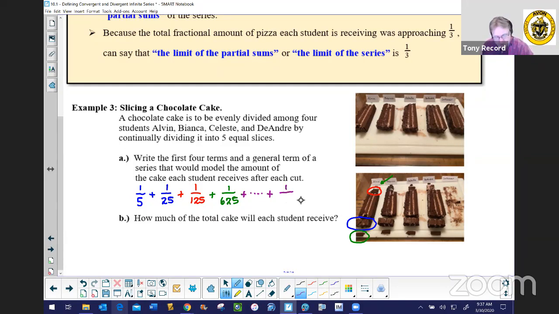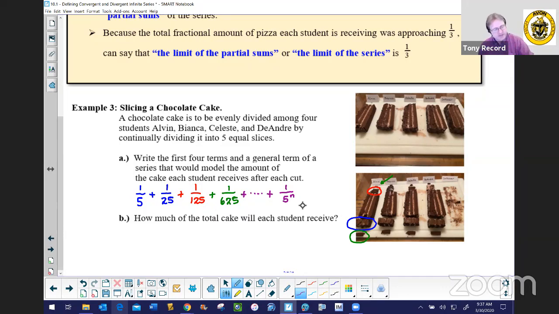And that general term, you can see, is just simply a fraction, right? Where the denominator is changing, but the numerator is, of course, 1. And that denominator is changing in such a way that we have a base of 5 because we're dividing it into 5 pieces, but we're just going to use an exponent to indicate the sequencing of how we are dividing this particular slice of cake.